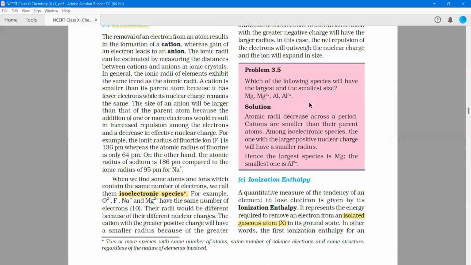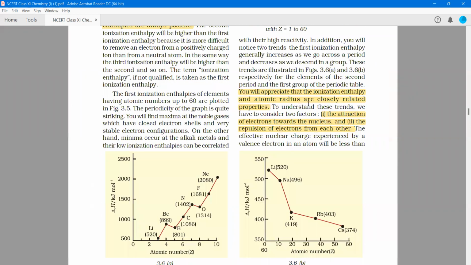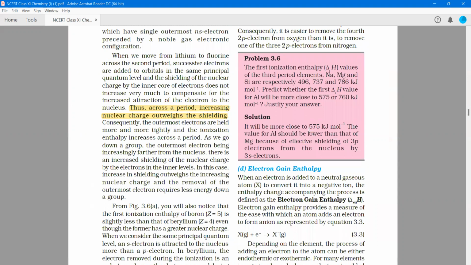So let us see what is written. It will be closer to 575 kilojoule per mole. So the value of aluminum should be lower than that of magnesium because of the effective shielding of the 3p electrons from the nucleus by the 3s electrons.